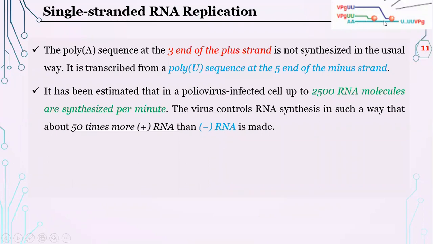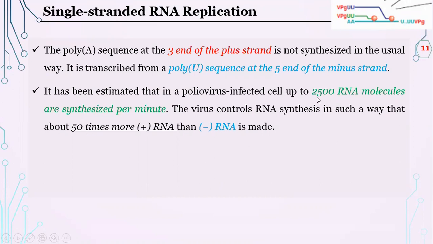If this is the minus strand, this is the 5' end, and the 3' end will be here. So this will be the 5' end of the minus strand, and this will be the 5' end of the plus strand. So this will be from the poly U sequence of the negative sense strand.